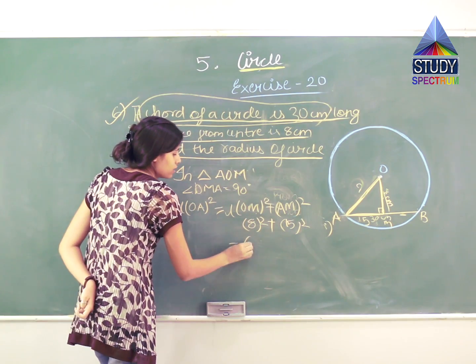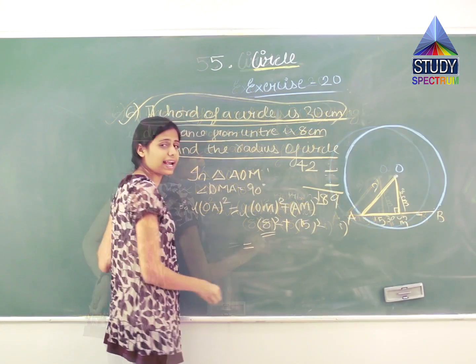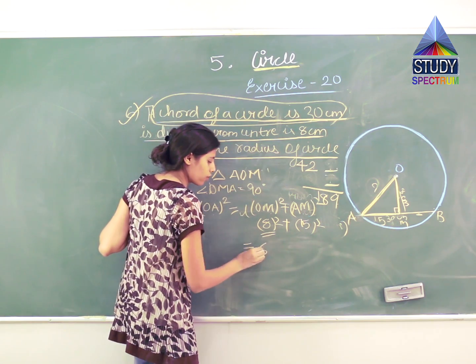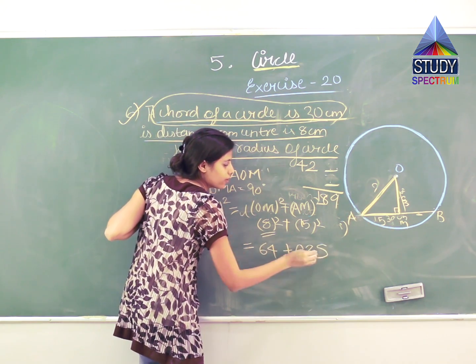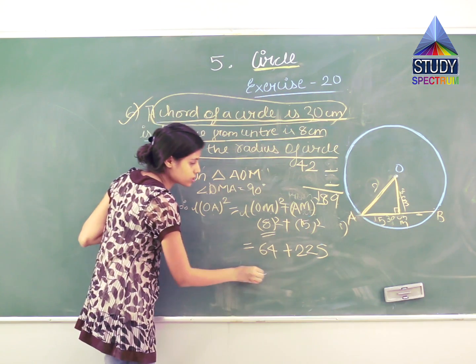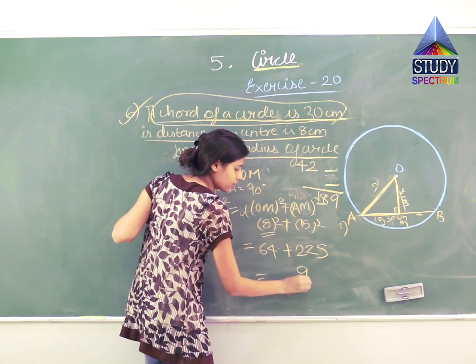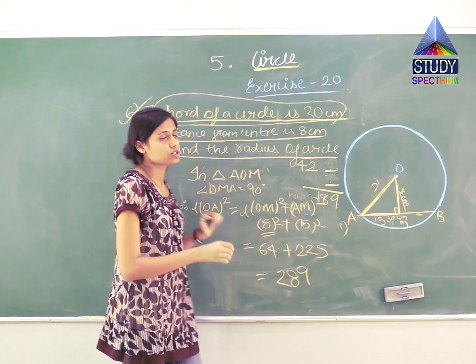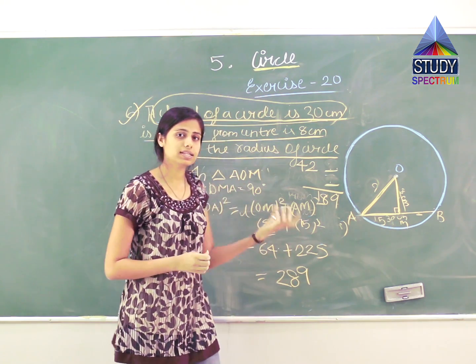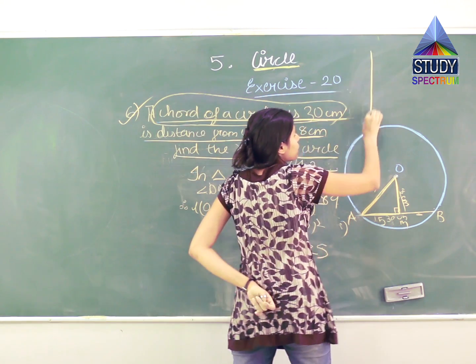We have over here 8 square. 8 8s are what? 64. And 15 15s are 225. Now tell me what is the addition of this? 5 plus 4 is 9, and so on, which gives 289. So now let us see what is the square root of 289.